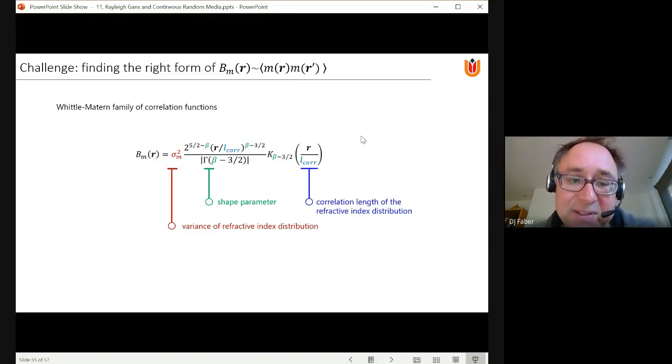If we had those things, we could calculate everything. And now all of a sudden we have to use the variance of the distribution. We have to use the shape parameter, and we have to use the correlation length. So that makes it a little bit challenging to tie all these knots together.